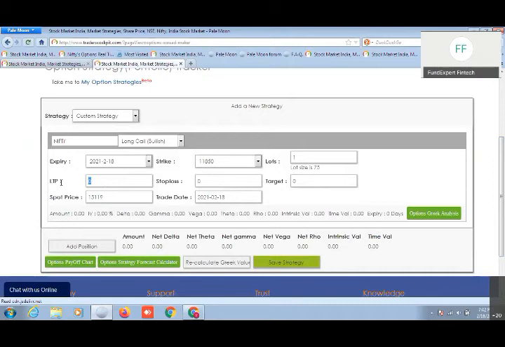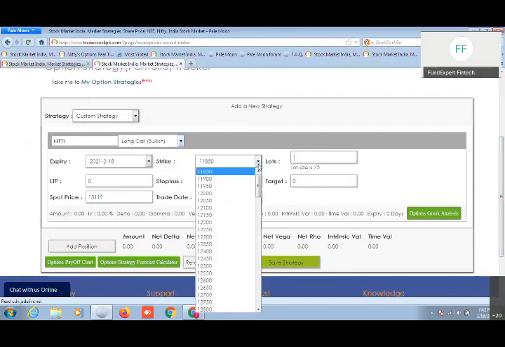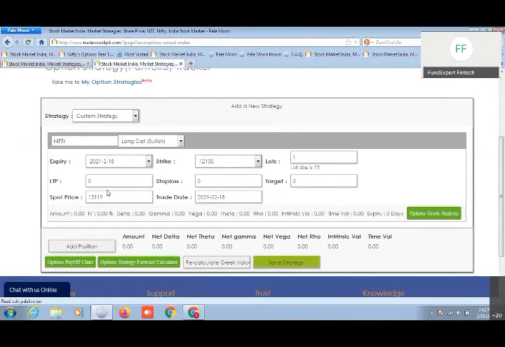Say randomly I took it 11,000. The long call option of say 12,100, for example. It might be moving at some 50 rupees or 60 rupees, anything. That value I can put here. And stop loss and target also you can put here, and you can go on to save the strategy.